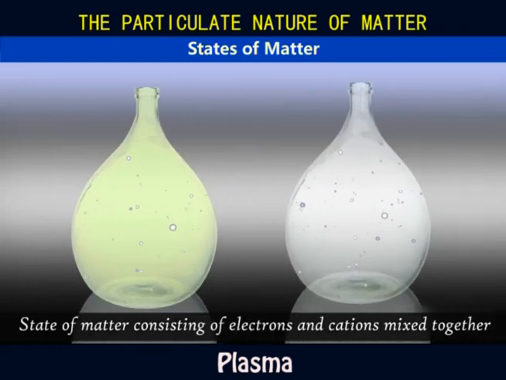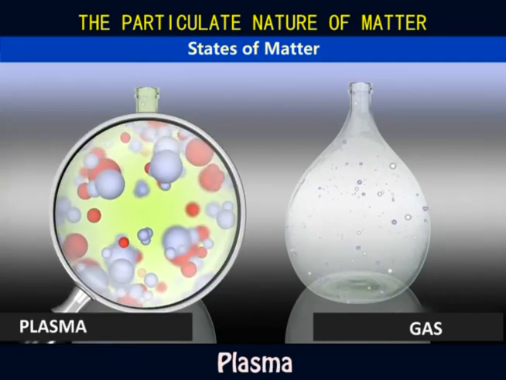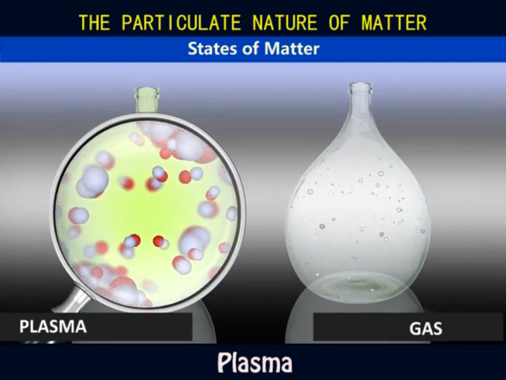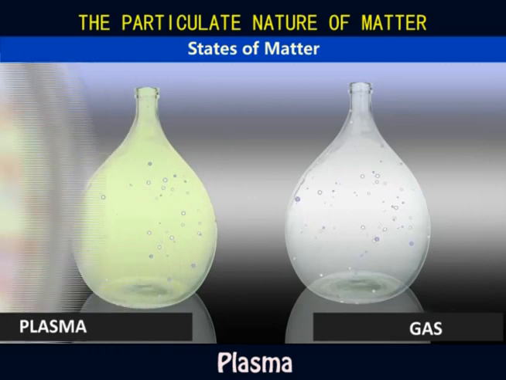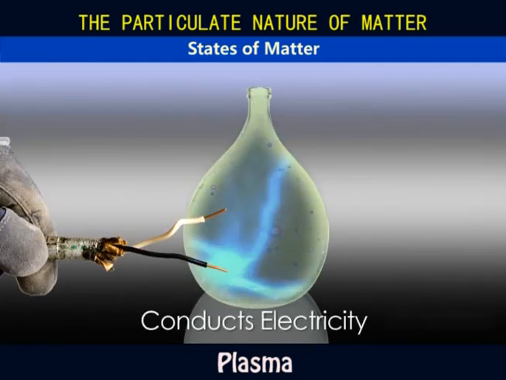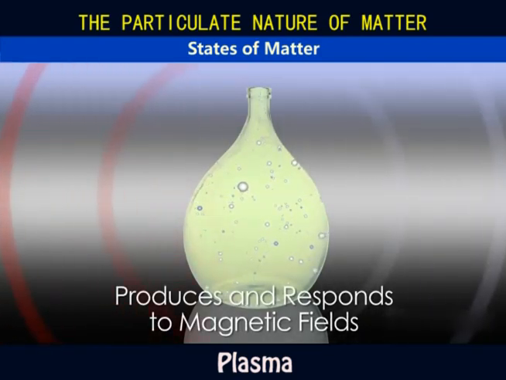Although the properties of plasma are similar to those of gases, plasma and gases are not the same thing. In plasma, electrons are released from the atoms, creating a pool of free electrons and charged ions called cations. Because the charged particles are loose, plasma easily conducts electricity and both produces and responds to magnetic fields.